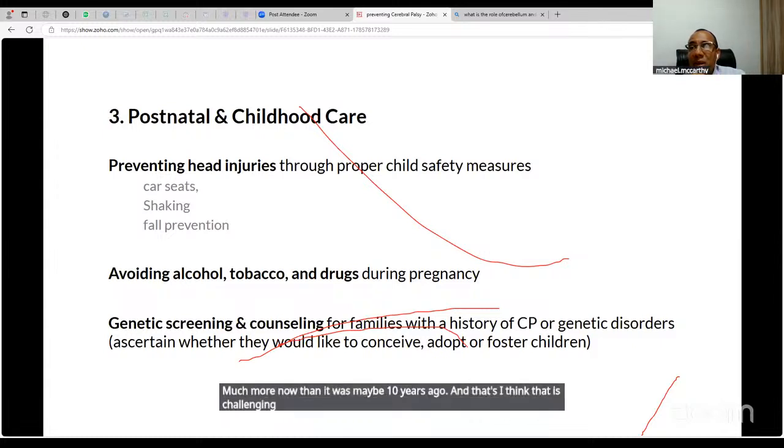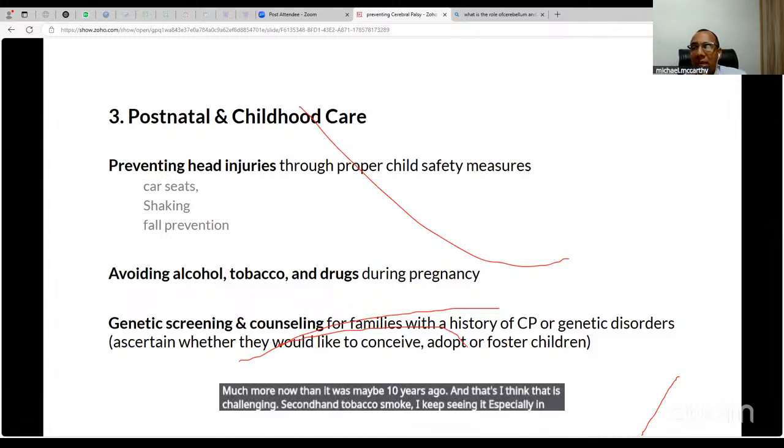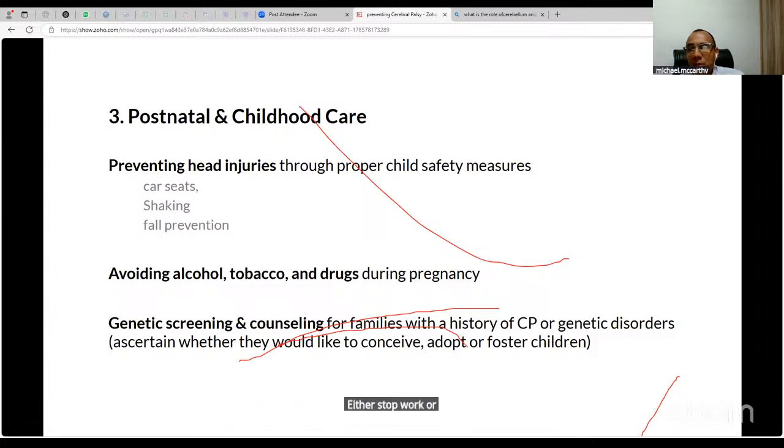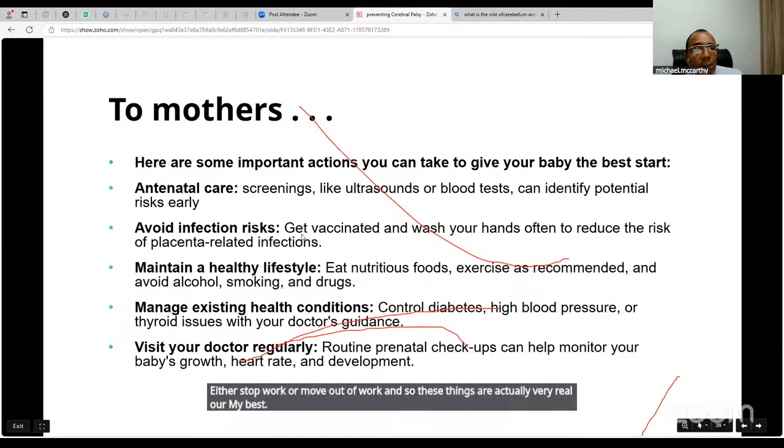Secondhand tobacco smoke, I keep seeing it, especially in women who work in environments where the people there are smokers and they don't have the social power to either stop work or move out of work. And so these things are actually very real for our mothers. So I'll end with the mothers.